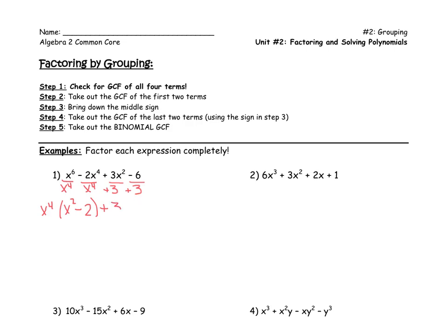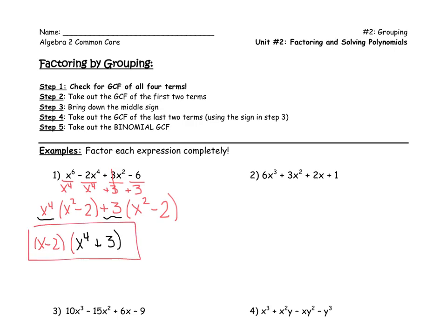So when we take out the GCF followed by an open parenthesis, these will cancel. I'll be left with x squared, and negative 6 divided by 3 is a negative 2. Now the last step, take out the binomial GCF. So now between this term and this term, what's in common is x minus 2. So we take out an x minus 2 followed by an open parentheses, and what I'd be left with would be x to the 4th plus 3. So this would be my final answer.